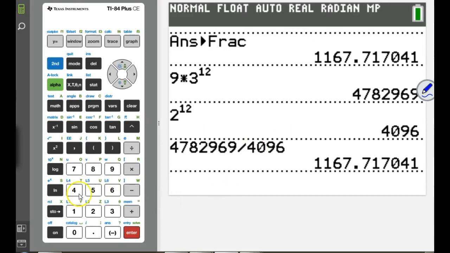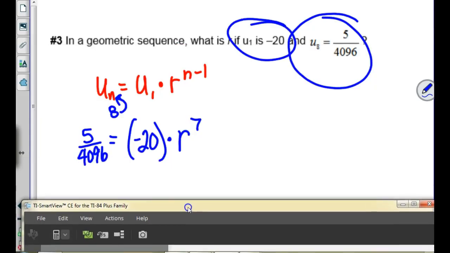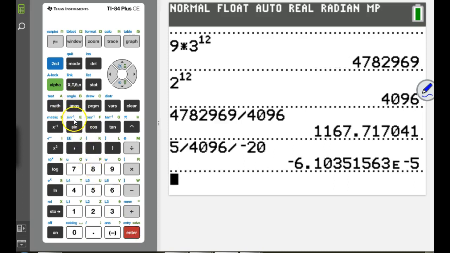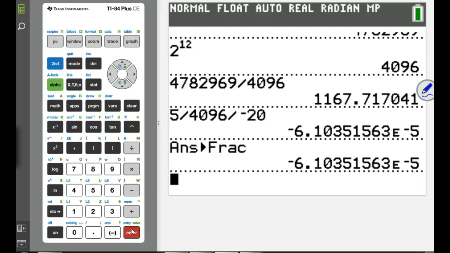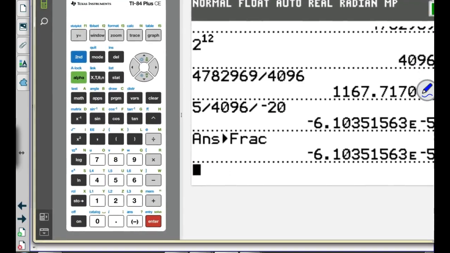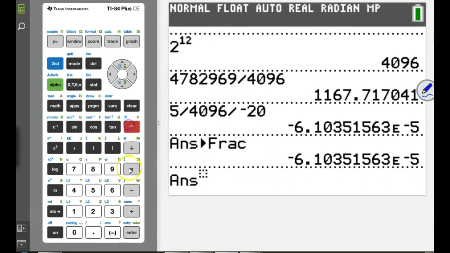So what was the fraction? 5 over 4096. Do I remember it right? We're supposed to divide that by negative 20. And we should probably try to change it to a fraction. I don't think it's going to matter. It doesn't go to a fraction anyway. What are we supposed to do with that, though, if we want to get r? How do we get rid of the 7th power? The 7th root, or, yeah, to the 1/7?